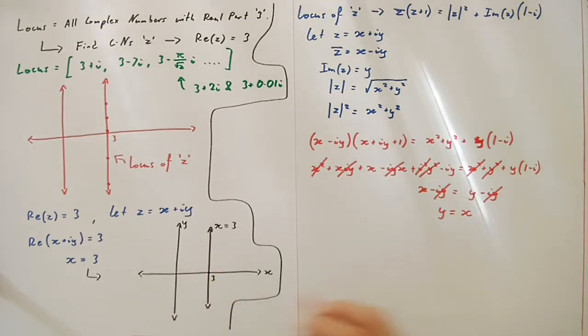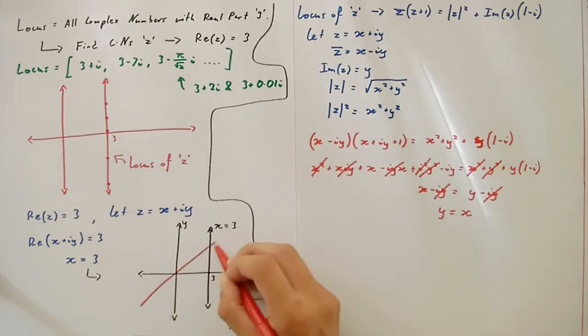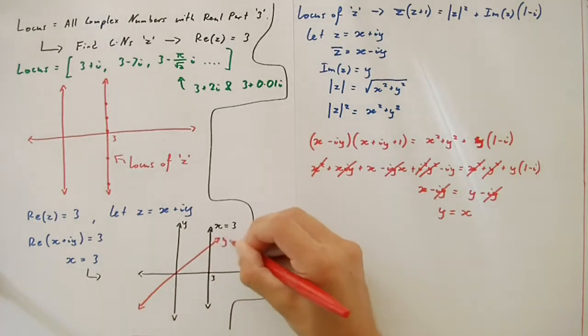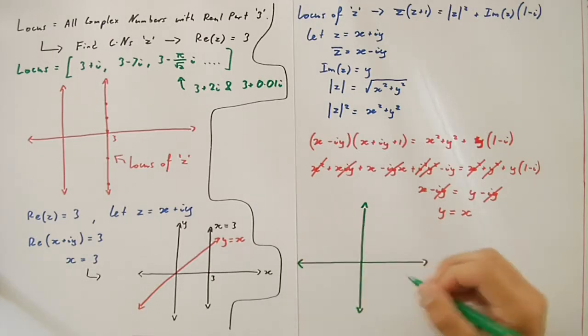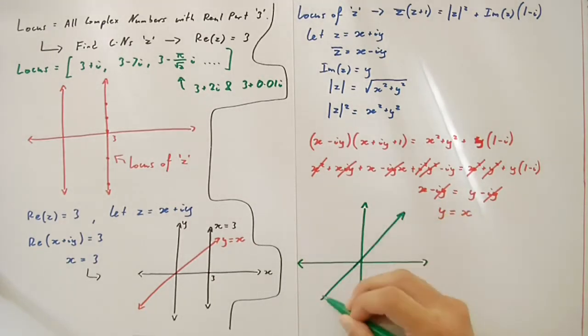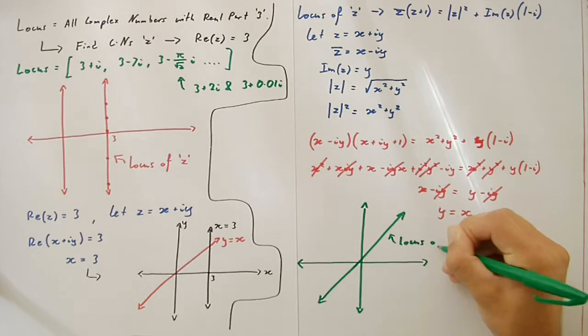What does y equals x look like in the Cartesian plane? Well, it's just a straight line passing through the origin. And so that's it. That is the locus of our complex number, satisfying this horrific looking equation.